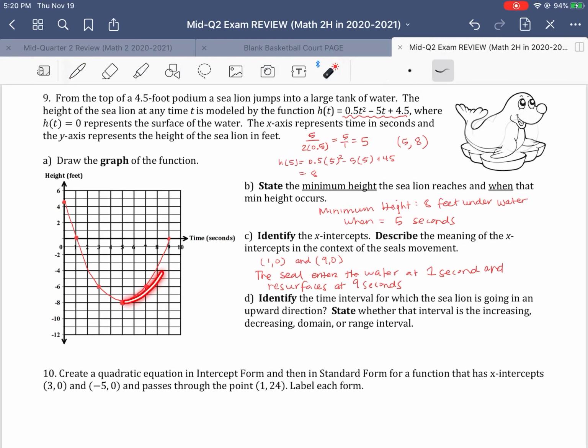D says identify the time interval for which the sea lion is going in an upward direction. So this is, again, if we're going in an upward direction, that would be like an increasing interval, right? And it looks like we're going anywhere from 5 seconds to 9 seconds, or just where the time is greater than 5. And again, that's the increasing interval. So if we were giving it a name.